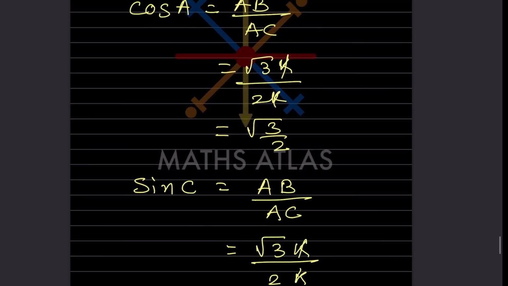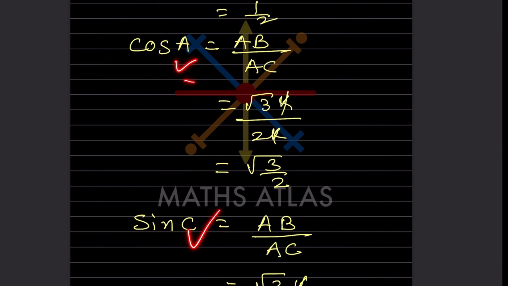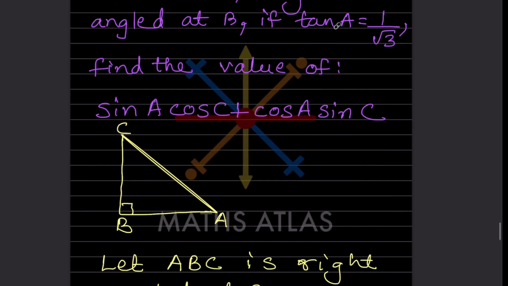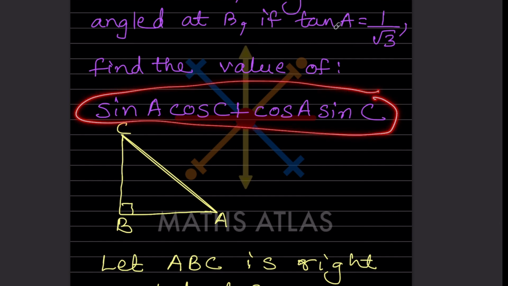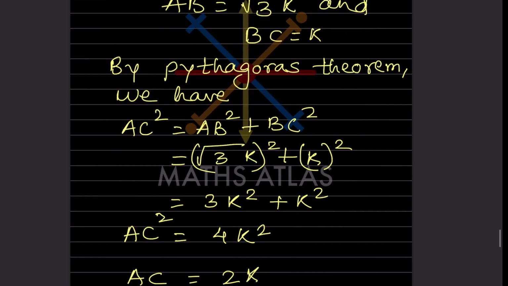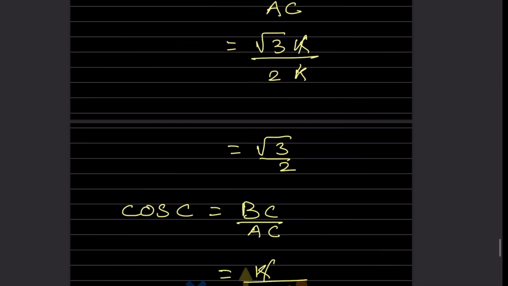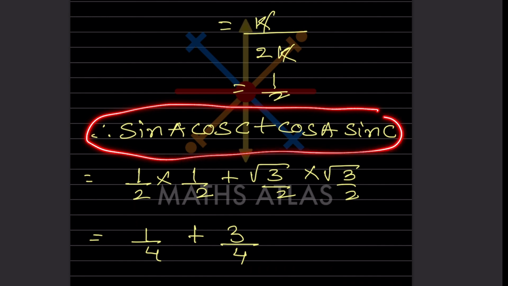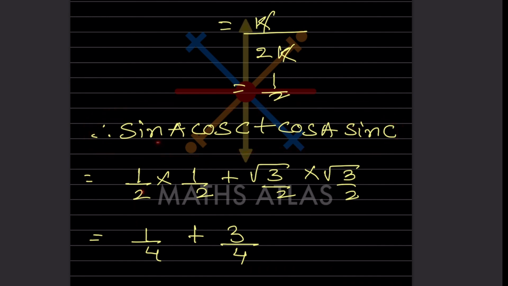So now we got the values of all these things: cos A, sin C and cos C. So now look at here. This is what we got. The values of sin C, cos C, and we need here cos A and sin C. We see here, we got all the values. So now what are we going to do? We are just going to plug them in. So sin A is 1 by 2, sin C is 1 by 2. This means multiplication, plus root 3 by 2 multiplied by root 3 by 2.